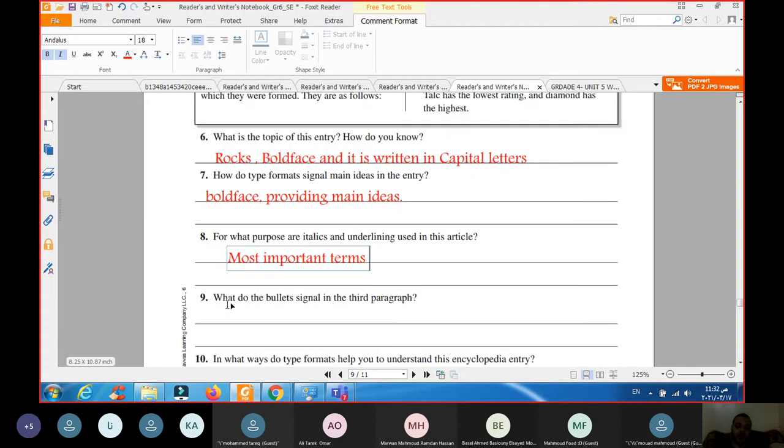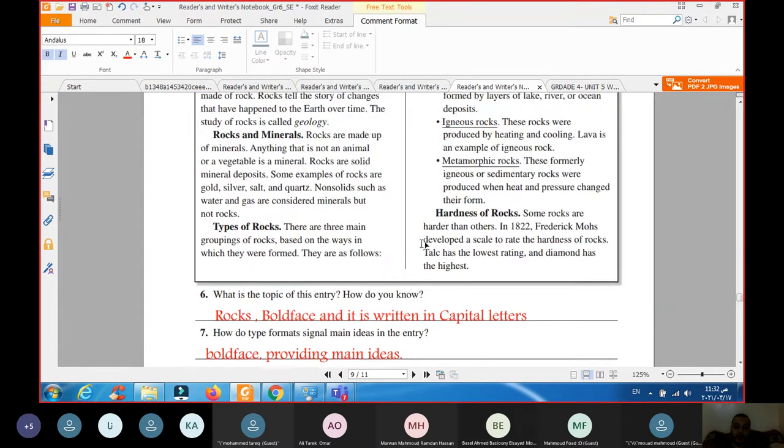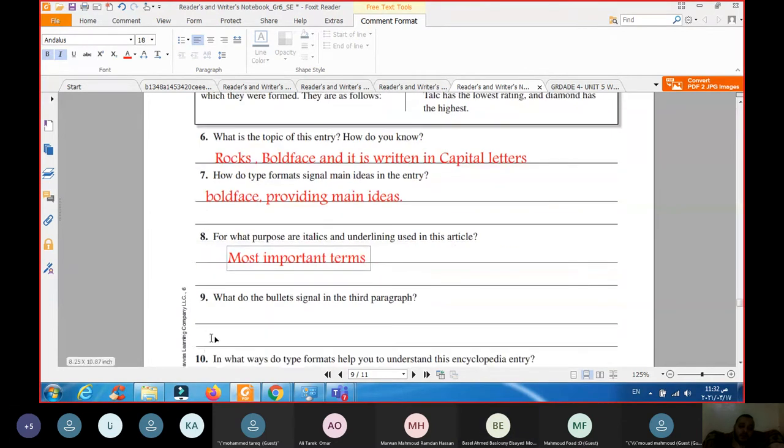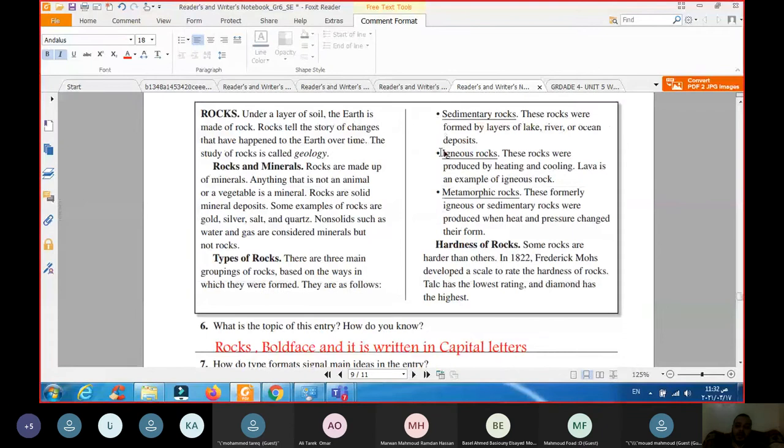Class Dojo. Okay, number 9. What do bullets signal in the third paragraph? It signals the types of rocks. The types of rocks are already listed here in bullets. One, two, three. Yes.